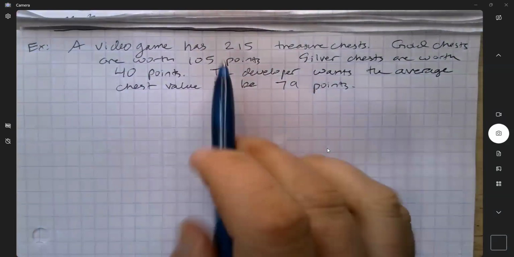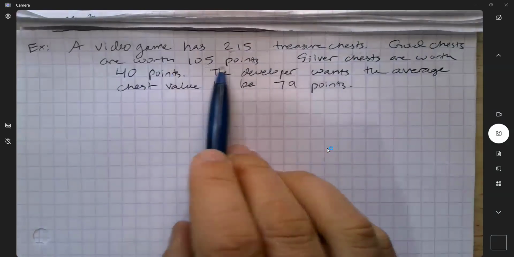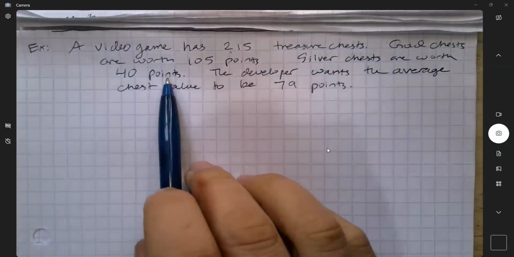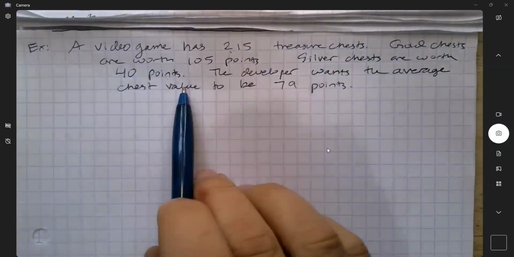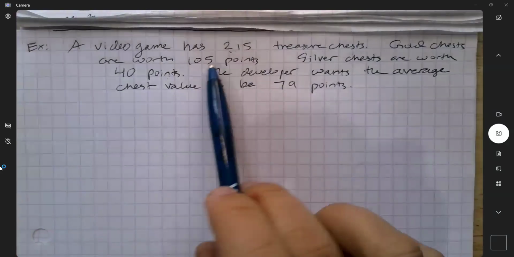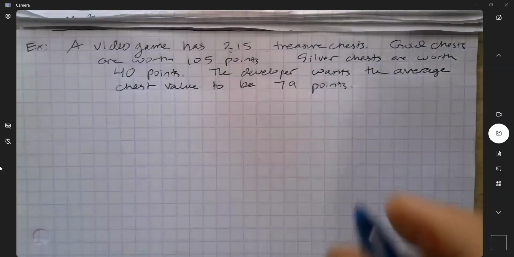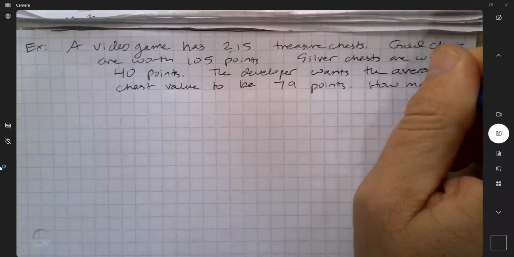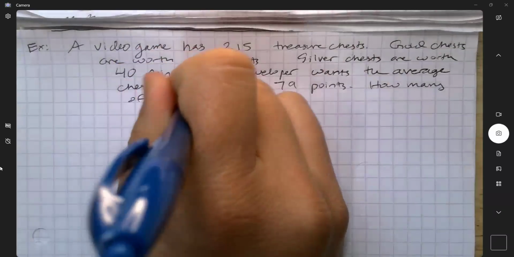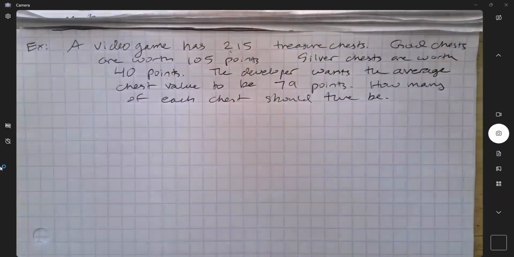Okay, in this example, we've got a video game. It has 215 treasure chests on the level. Gold chests are worth 105 points, and silver chests are worth 40 points. The video game developer wants the average chest value to be 79 points, so that some of them will be gold, some of them will be silver, but on average, each chest would be worth about 79 points. How many of each chest should there be?